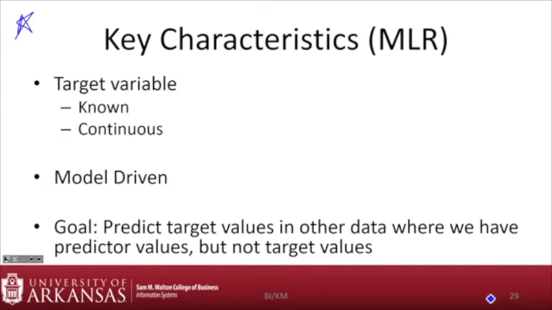This is your key characteristics for multiple linear regression. We're going to have a target variable. We're going to know what our target variable is, and it's going to be continuous. So if we go down our path, is this supervised or unsupervised? Supervised. And then do we have an estimation or a classification? Alright, so we've got a supervised estimation task. So it's going to be model driven. When I say model driven, this means that we can make an equation.